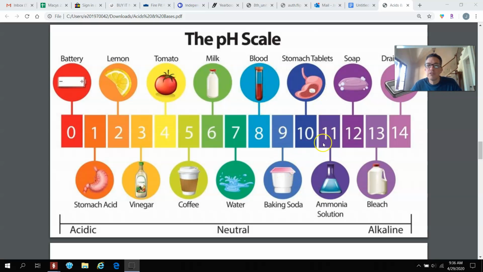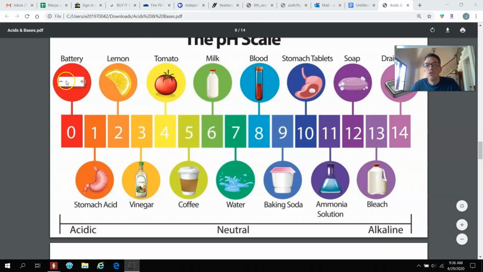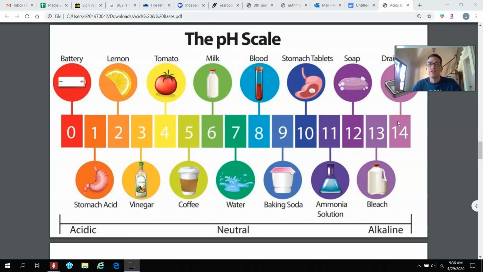Baking soda, stomach tablets, ammonia, soap, bleach, drain cleaner. Again, drain cleaner can be just as dangerous as the acid in a car battery because of how much they react with. If you think about it, as we get to the ends, we've got lots and lots of extra ions, and those guys are looking to react with something. They don't like to stay as ions. So the acids, those hydrogens, want to react with something, and on the other end, those hydroxides want to react with something.